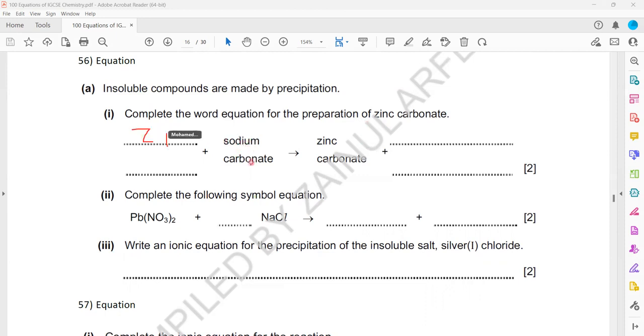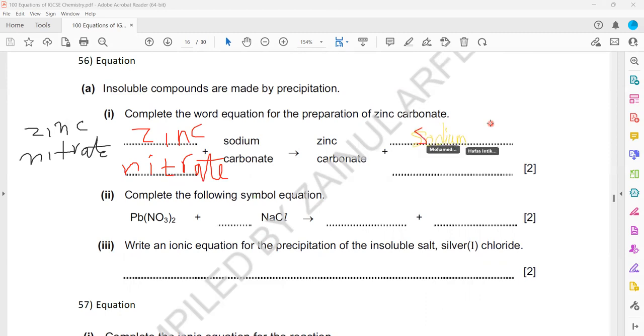One of the salts is sodium carbonate. So zinc, and the second one is nitrate. That's good because all nitrates are soluble. So always take a nitrate as one of them. So if zinc nitrate reacts with sodium carbonate, it will give zinc carbonate. You can also say sulfate.